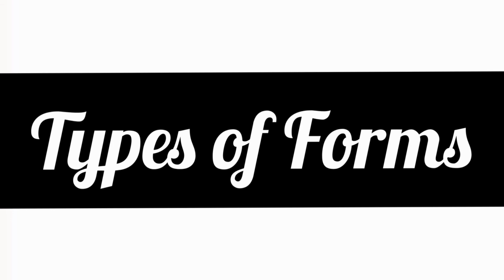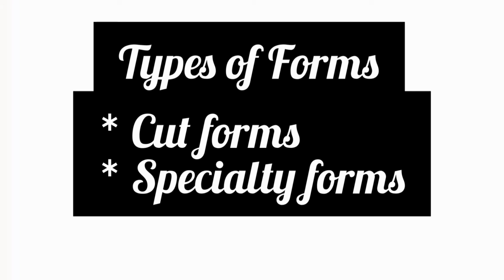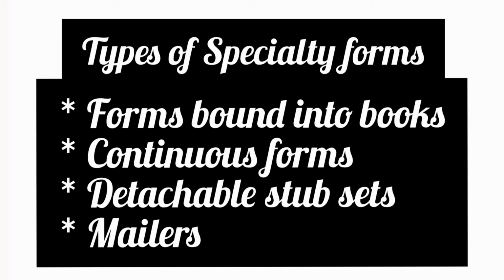Next topic, types of forms. There are two types of forms: cut forms and specialty forms. The type of form is a classification determined by the complexity of its manufacture. The most common forms are printed single sheets of paper called cut forms. Specialty forms are more complex.